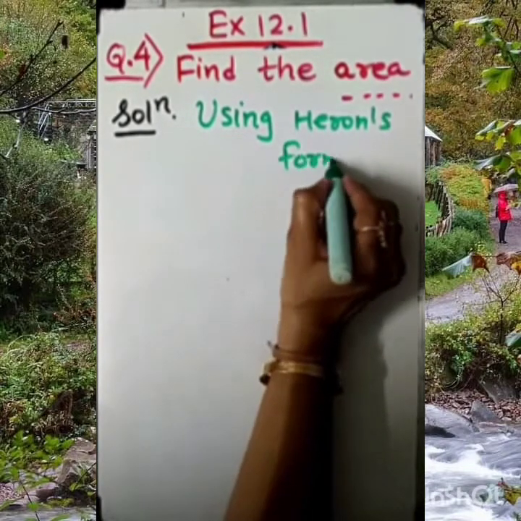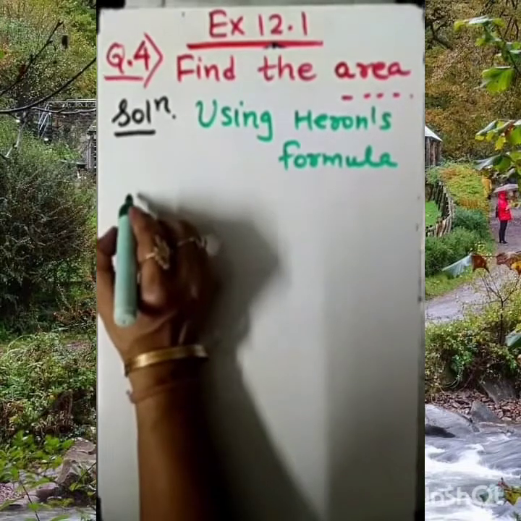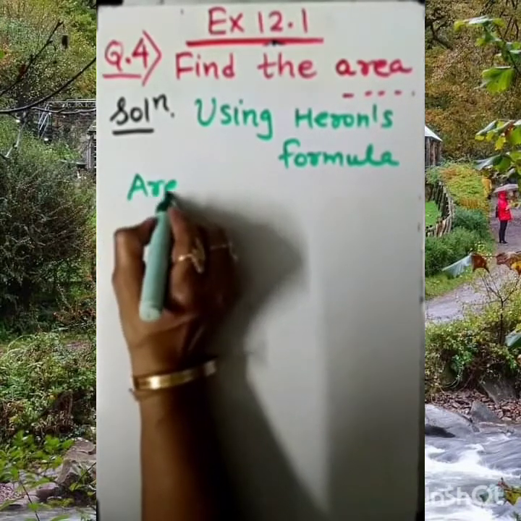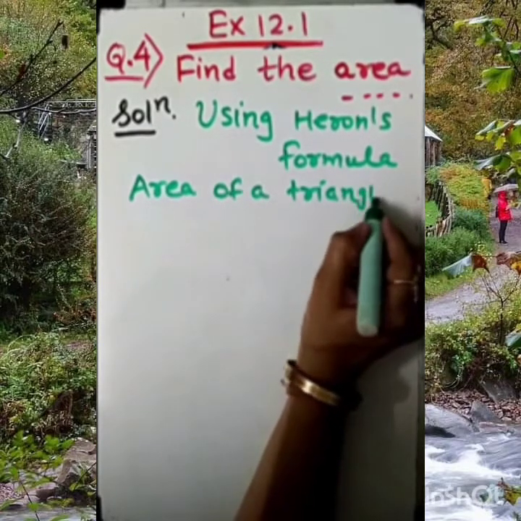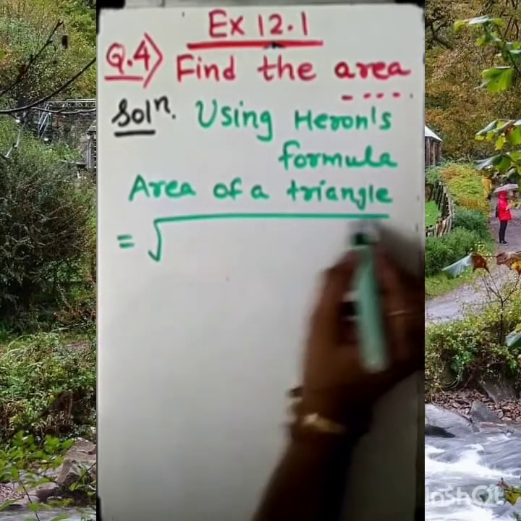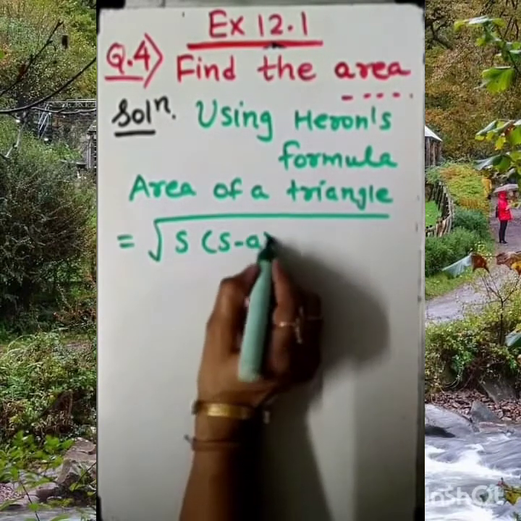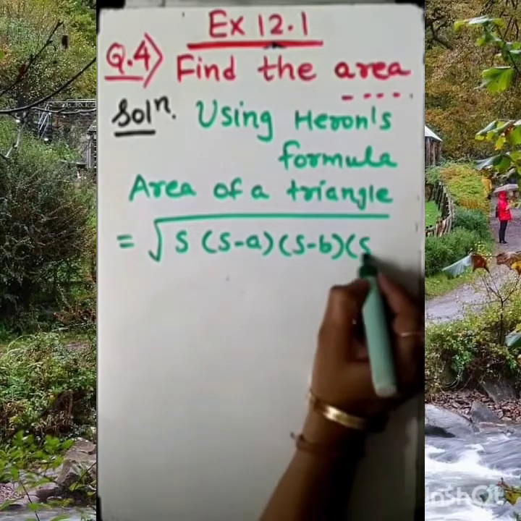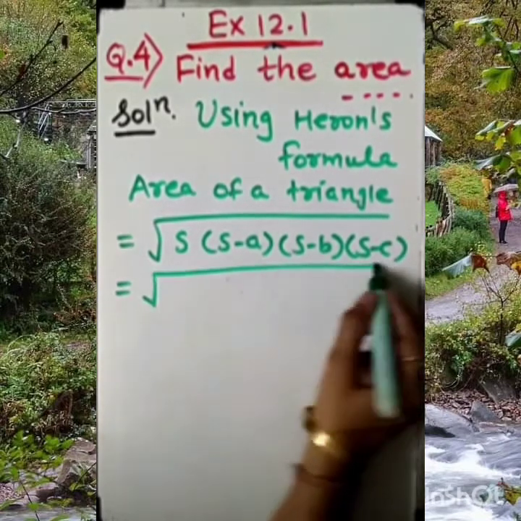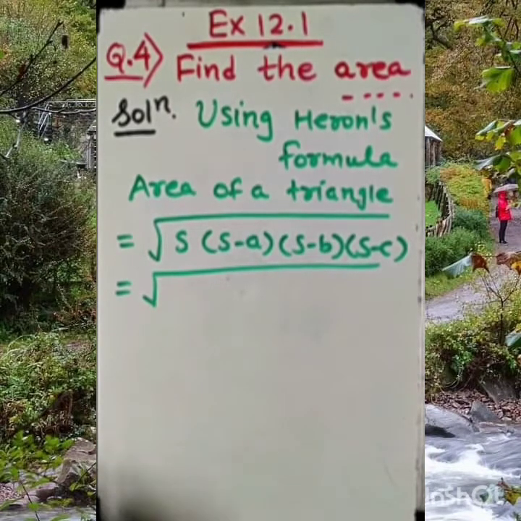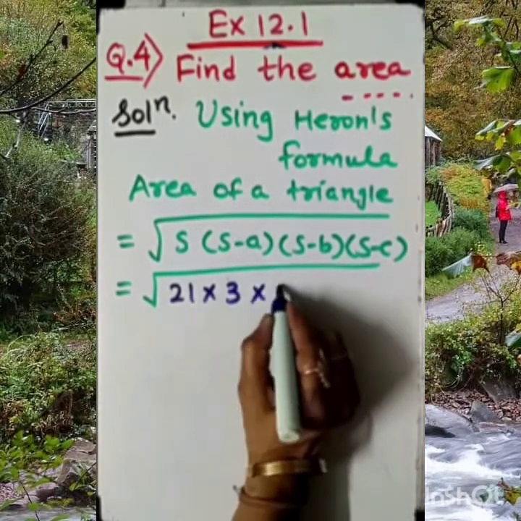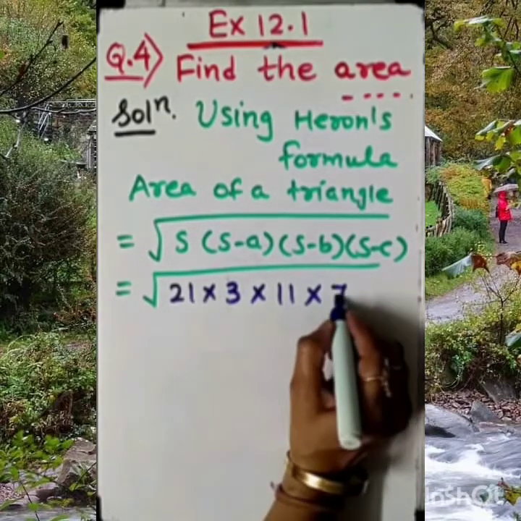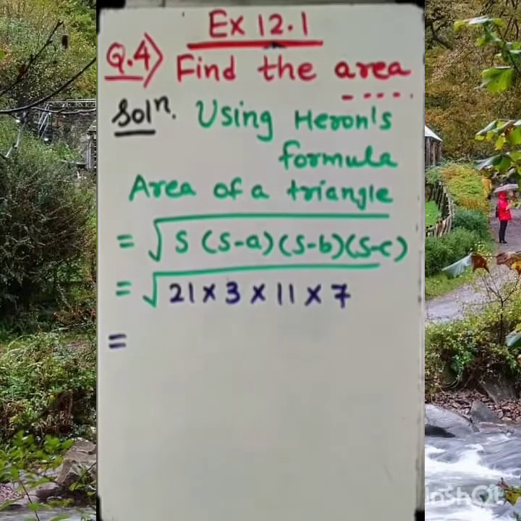Using Heron's formula, the area of a triangle is the square root of S times (S minus a) times (S minus b) times (S minus c). So my dear student, let's substitute the values. The value of S we got is 21 centimeter. Then S minus a is 3, this was 11 and this was 7. So again I am asking you to split here.